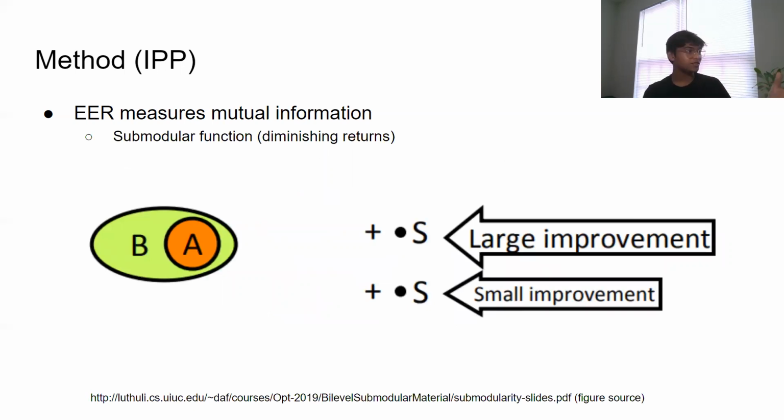So if you consider this picture here, visualizing submodular functions, you have two sets, a set A and a superset B. What submodular functions say is, if you have a variable or another term you would like to add to either of these sets, the increase in the function value would be much smaller when you add this term to the larger set B compared to the smaller set A.